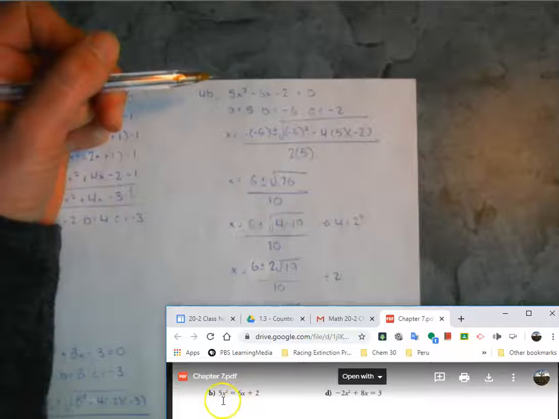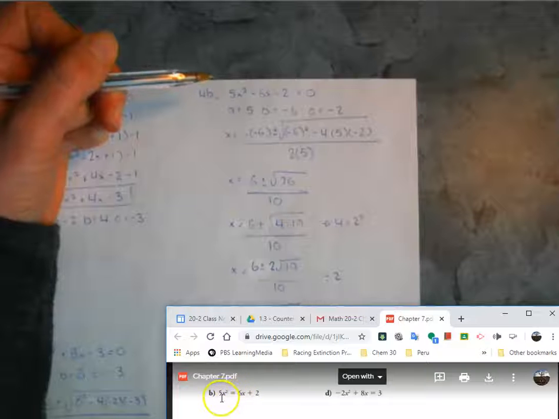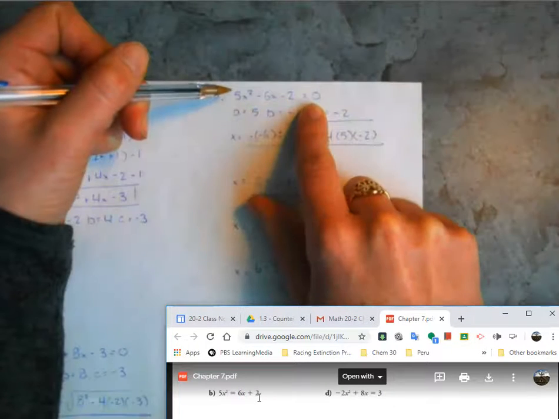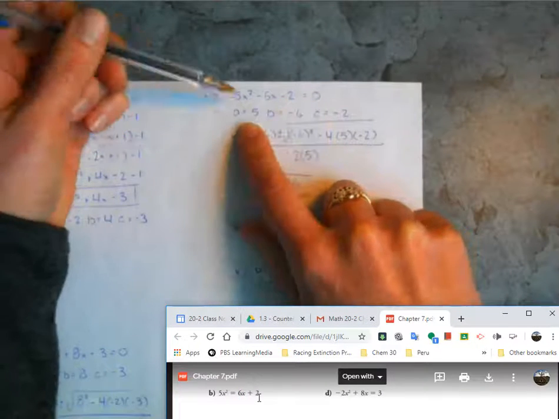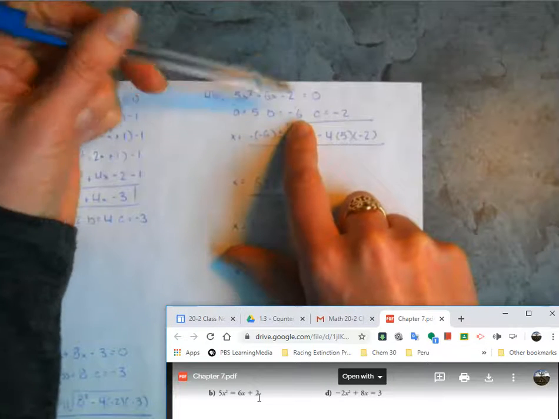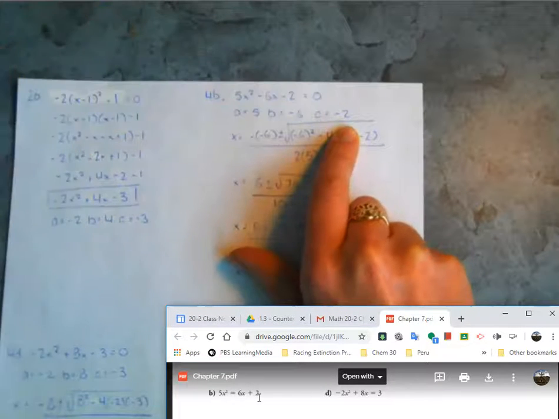Because this one is not set equal to 0, we need to move everything to the same side. So for me, I wanted to keep my a value positive, so I moved 6x over. Because it's positive 6x, I had to subtract it, and same thing with positive 2. So I end up with 5x squared minus 6x minus 2 equals 0. So now my a value is +5, my b value is -6, and my c value is -2.